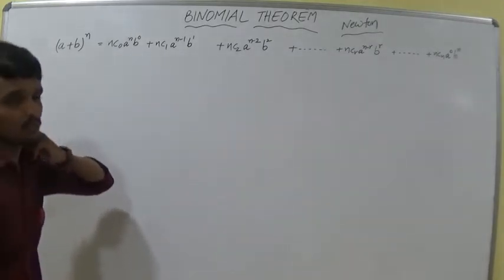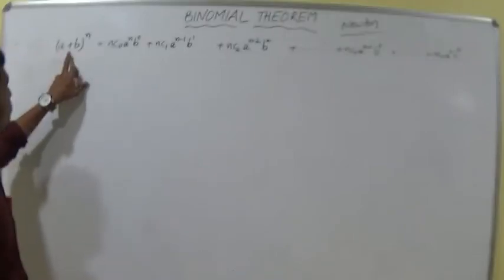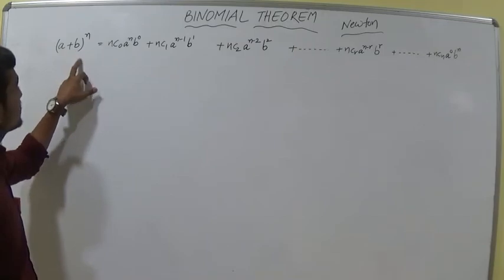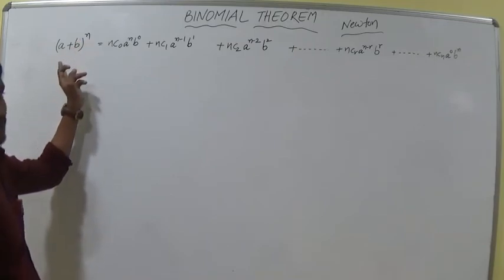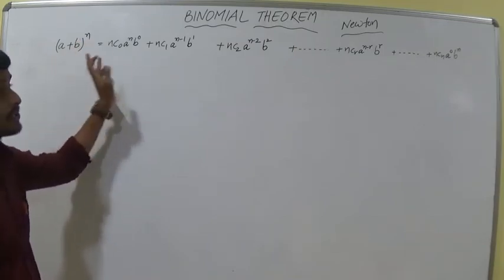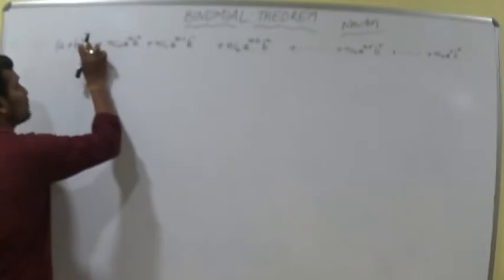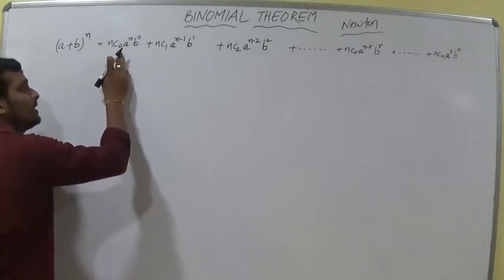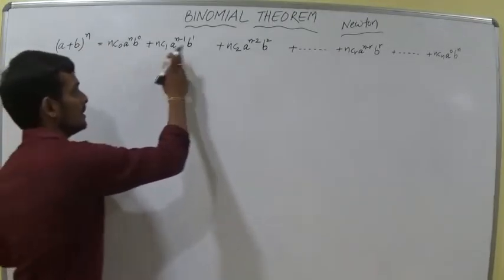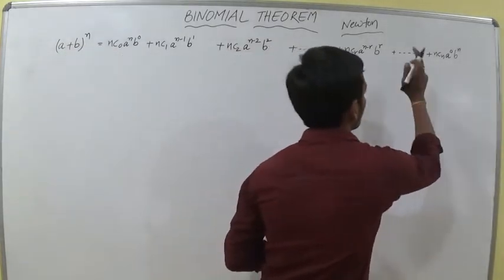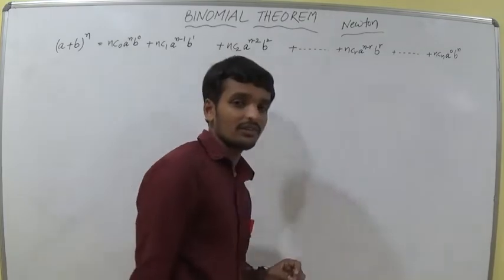Please practice more and more times. So (a plus b) whole power n, where a plus b is a binomial term, we are writing the nth degree binomial expansion. For example, if the value of n is 5, we write 5C0, 5C1, 5C2, 5C3, 5C4, up to 5C5. Can you write 5C6?